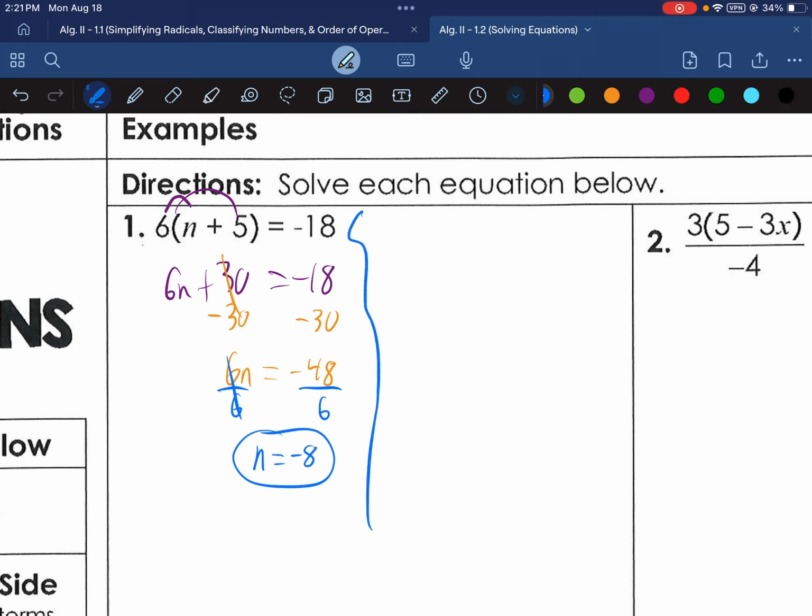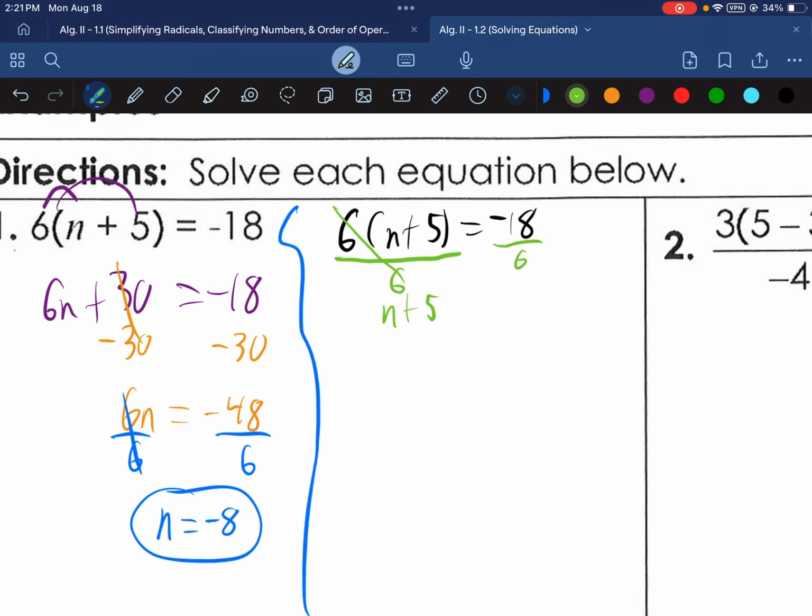I also want to note there's an additional way to solve this problem that some of us might end up preferring, where instead of distributing, since 6 is multiplying with n plus 5, you can actually undo that multiplication by dividing. If you divide this by 6, you end up getting n plus 5. However, you'd need to divide the other side by 6.